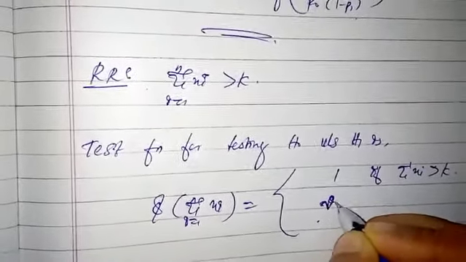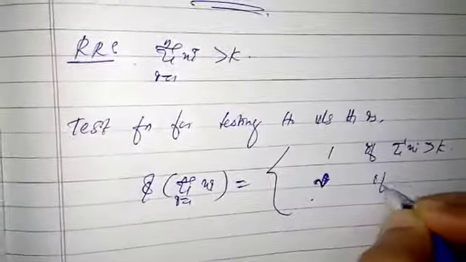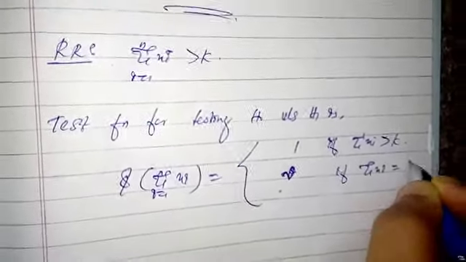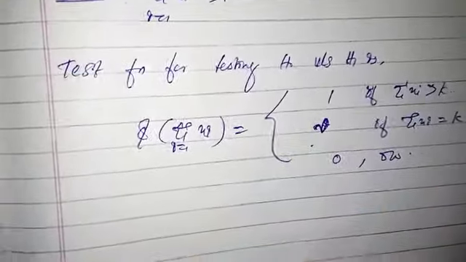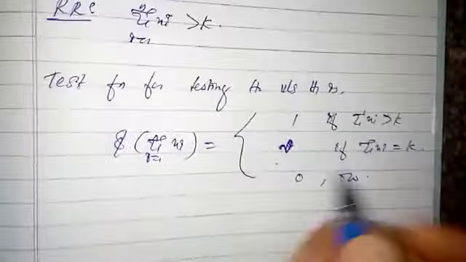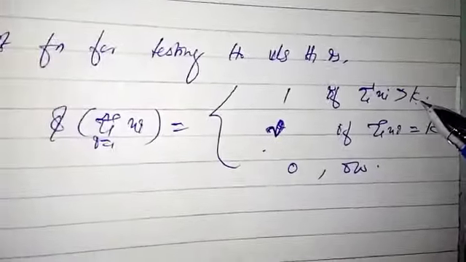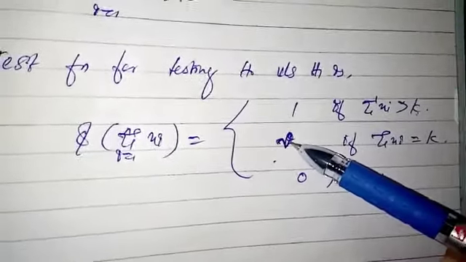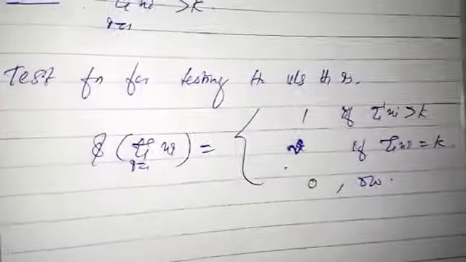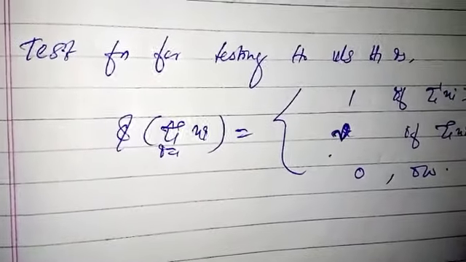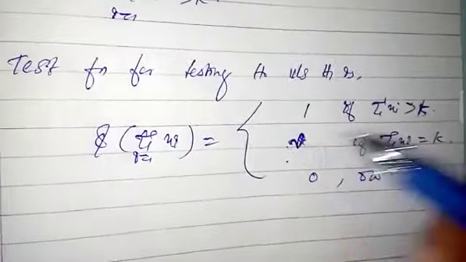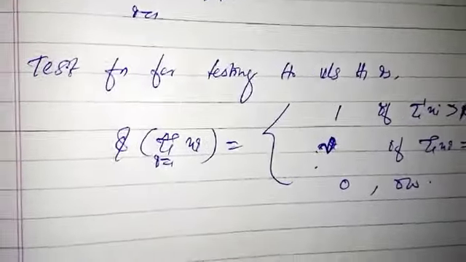Take the values, that is gamma if summation xi equal to k, 0 otherwise. So here we need to find out what is the value of k and what is the value of gamma, right? In a continuous case only we have to find out the value of k, but in the discrete case we want to find out the value for gamma and also k.